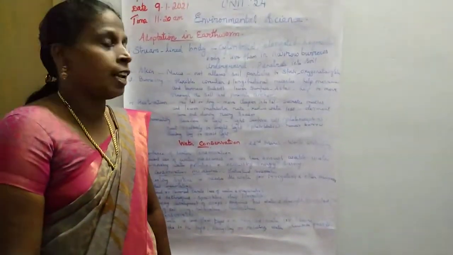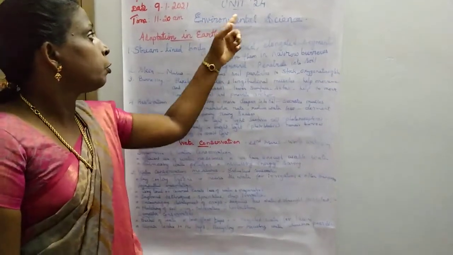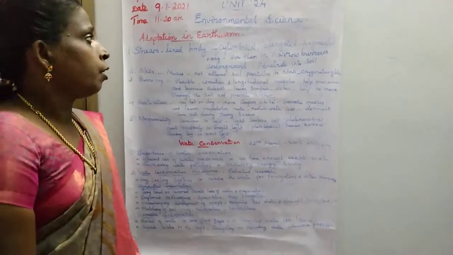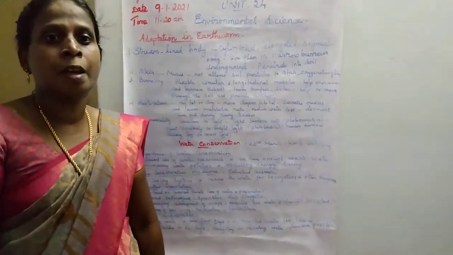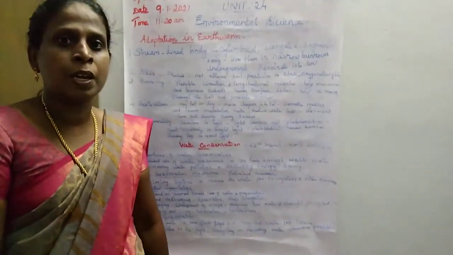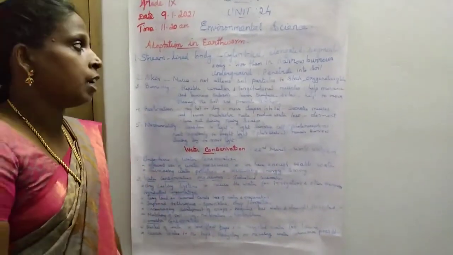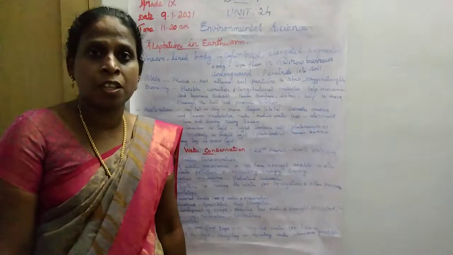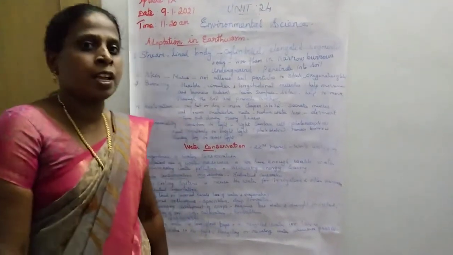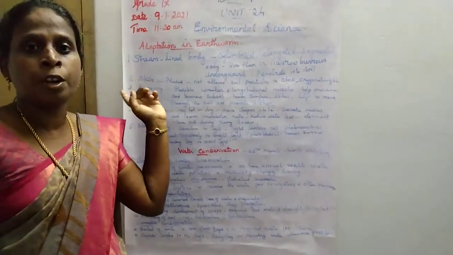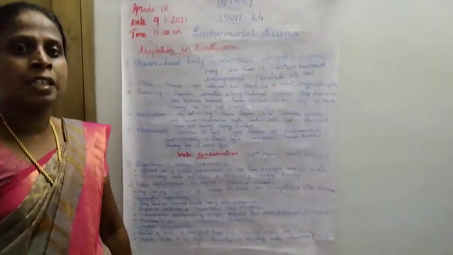Students, in the last classes you learned about Unit 24, Environmental Science. Last class you learned about adaptation, that is, adaptation in plants as well as in animals. In plants you have learned about three types: hydrophytes, xerophytes and mesophytes. In animals, in your last class you learned about adaptation in the bat.